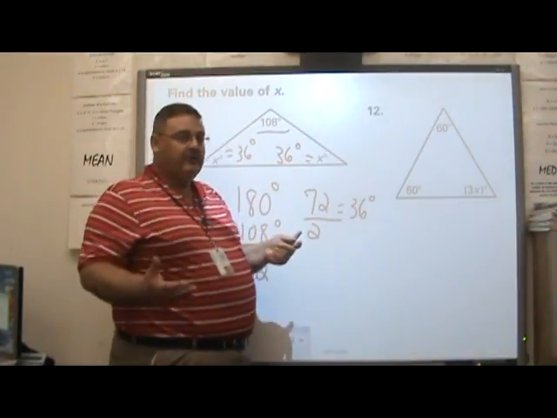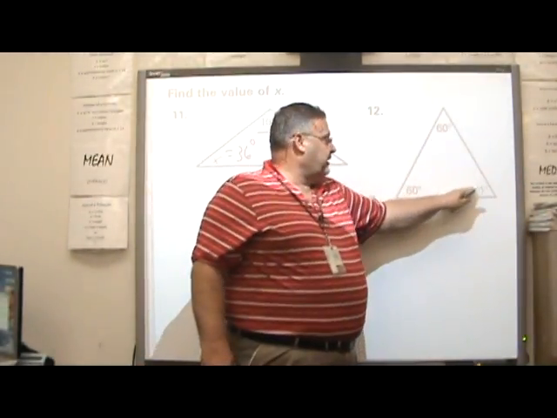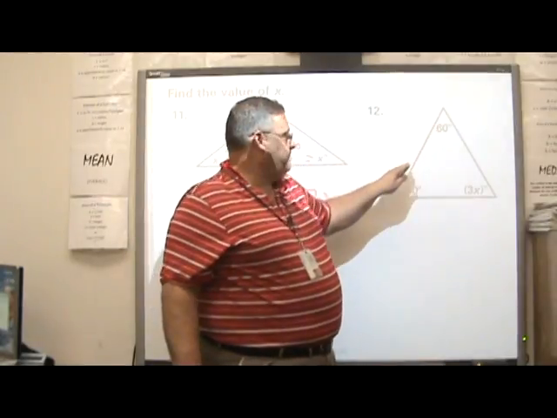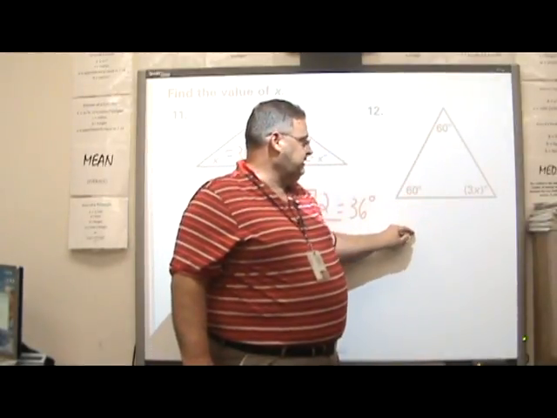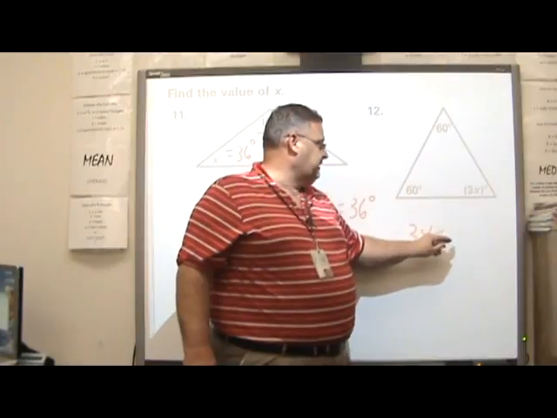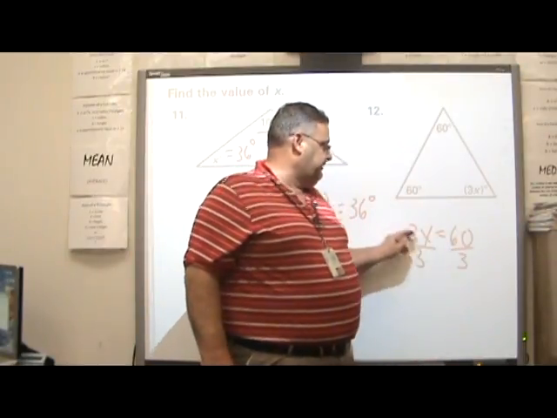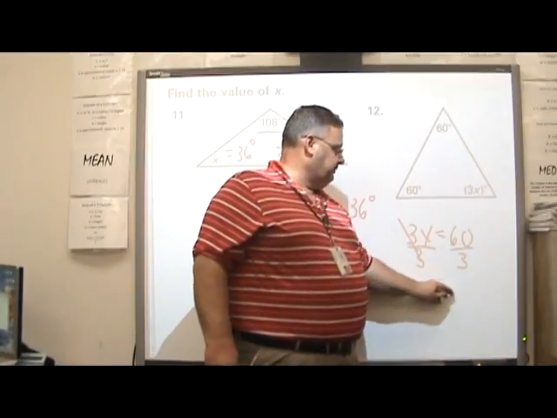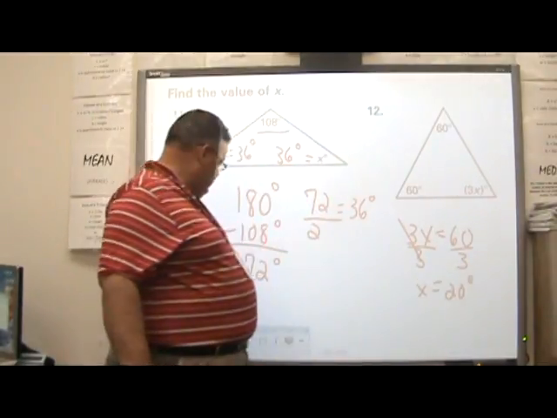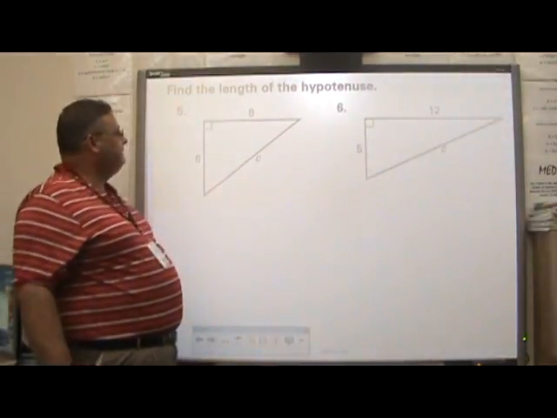And here with equilateral, equiangular, okay, all 3 must be the same, 60, 60, so this must be 60. So I would set an equation 3x equals 60, divide both sides by 3 to isolate my variable, x equals 20 degrees. Okay, so there's putting some of those theorems into practice.